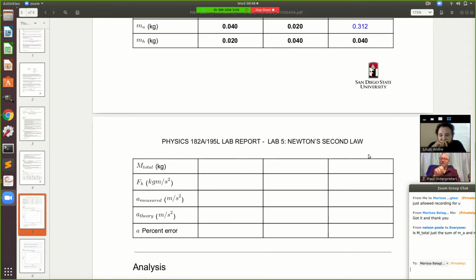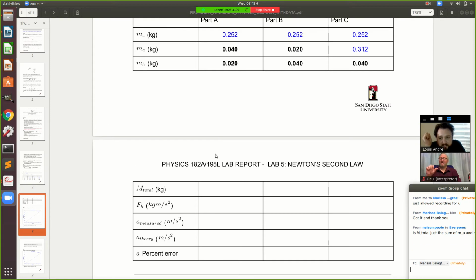Now, on this first box here, you're going to see this M total. You're just going to add up these three values and put it into this box here. So 0.252 plus 0.04 plus 0.02, put it right here in this box. Don't do any rounding, just leave it as an ugly little decimal for me.